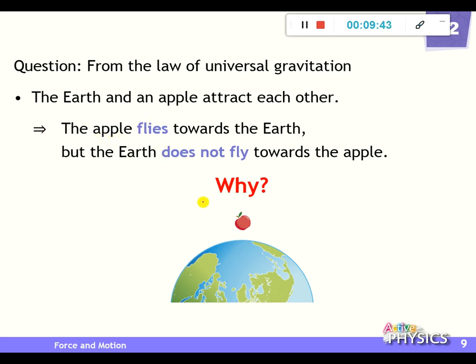Because between them, we have the gravitational force. You can attract me, I can attract you. Okay? We have the same amount of force between us. So look at this. The apple falls towards the Earth. Okay, like that, you should know that this one must be correct. But how about the Earth? The Earth does not fall towards the apple. Is it true?